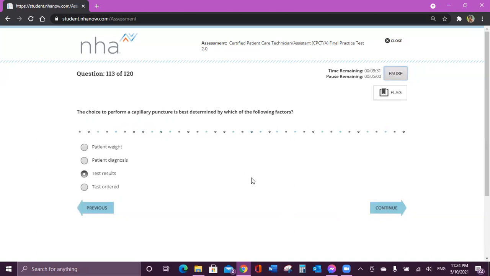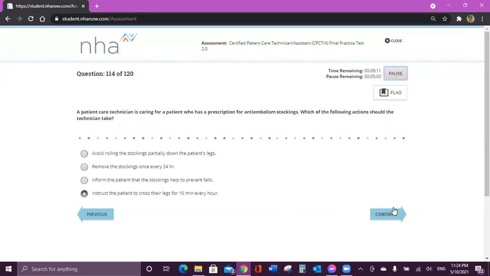If they choose to perform a capillary puncture, it's best determined by which of the following factors: patient weight, patient diagnostic test result, patient test order, patient age? Remember, patient weight. Yep.